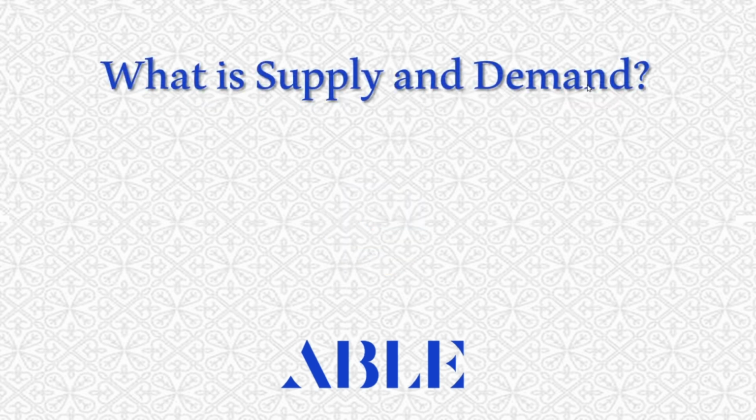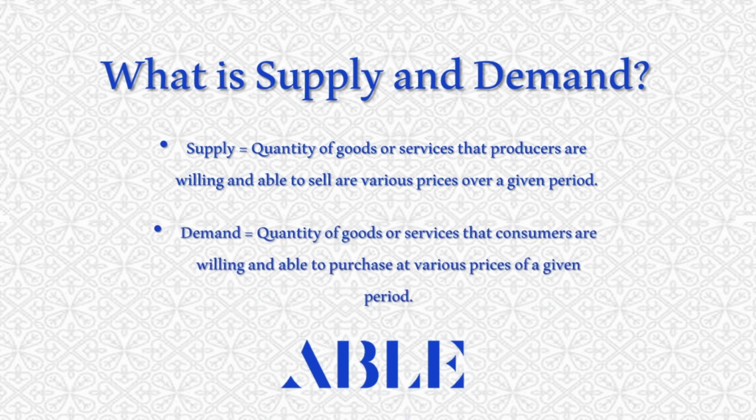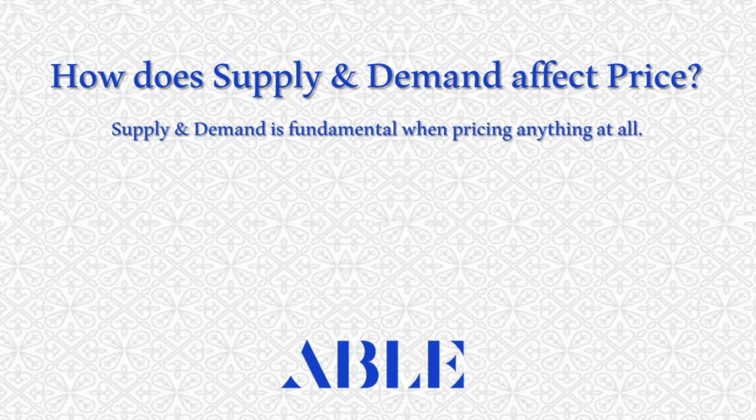So, what is supply and demand? Simply, supply is the quantity of goods or services that producers are willing and able to sell at various prices over a given period, and demand is the quantity of goods or services that consumers are willing and able to purchase at various prices of a given period. So, what does this mean? How does supply and demand affect price? So supply and demand is fundamental in pricing anything at all, in all lines of business, trading, economics. Got to supply the demand.